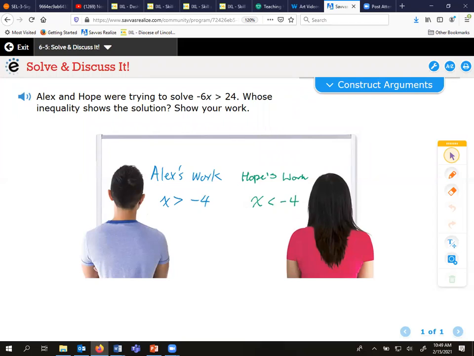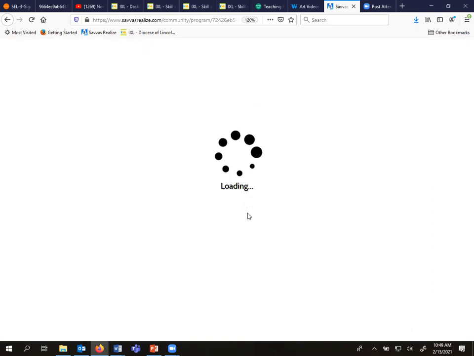What's interesting is you might think Alex's is right because the sign matches what it is in the problem, but it actually is Hope's that is correct. And we'll learn why today, okay? So we're just going to be solving simple equations with multiplication and division.